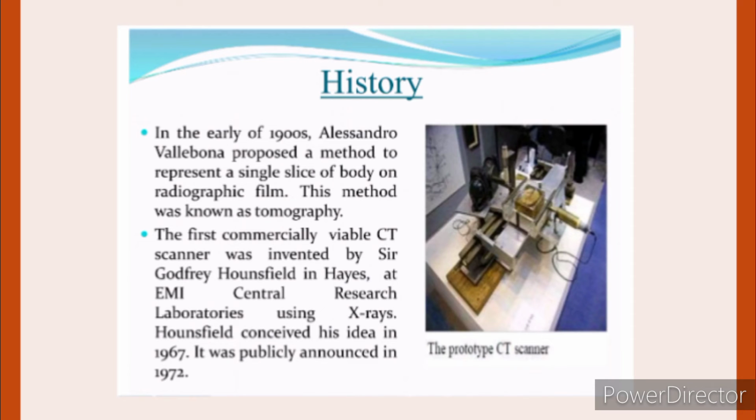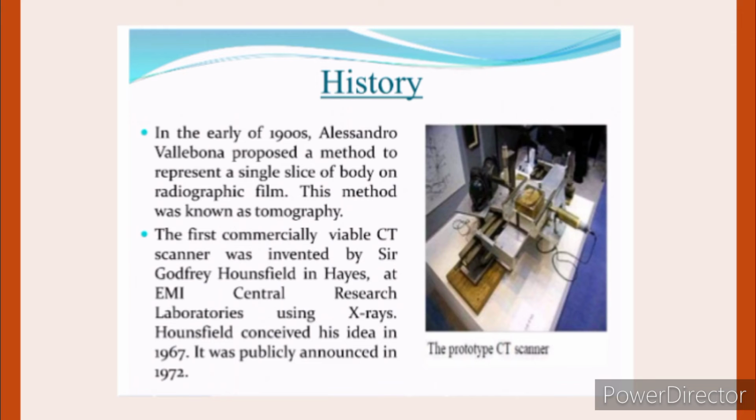History of CT scan. In the early 1900s, Alessandro Vallebona proposed a method to represent a single slice of the body on radiographic film. This method was known as tomography.